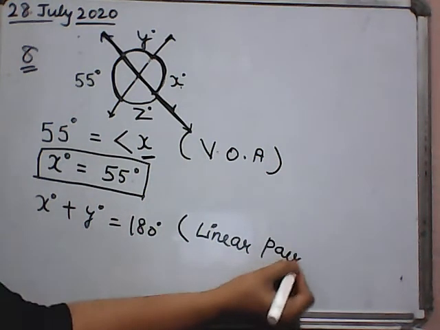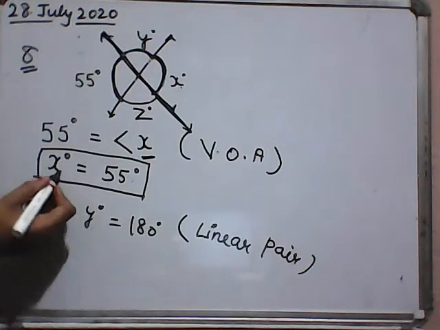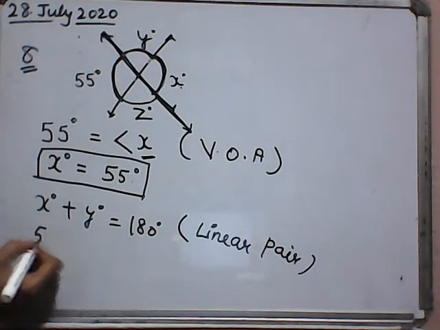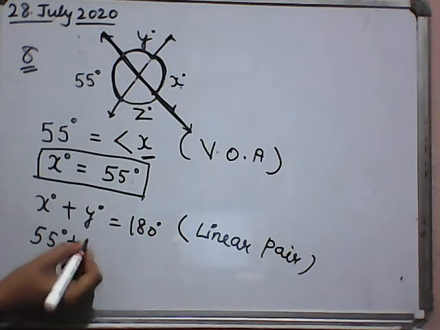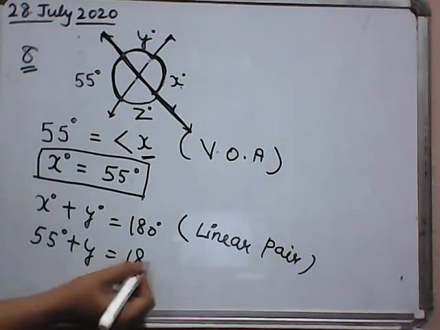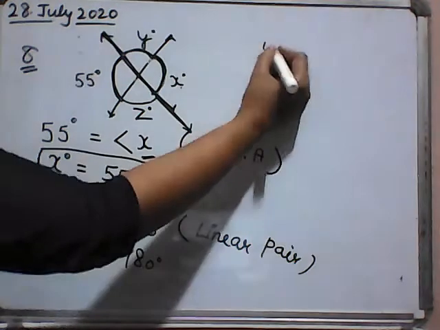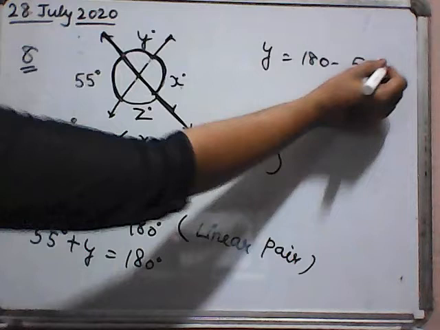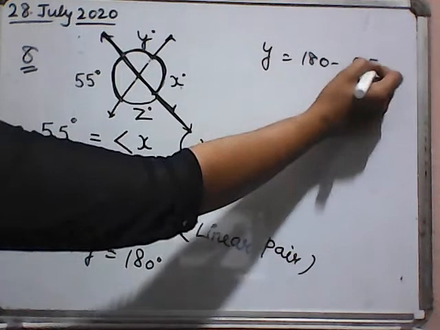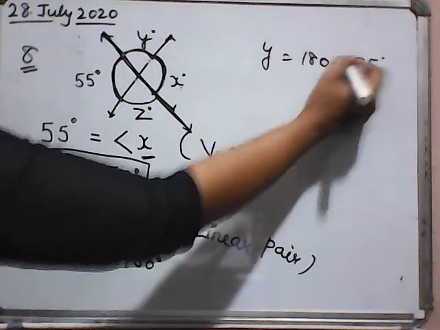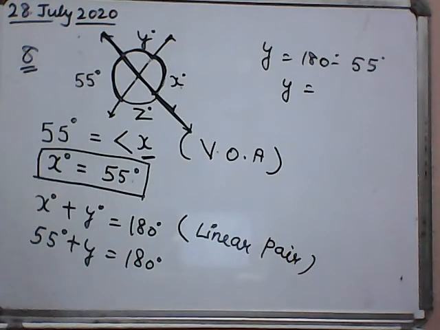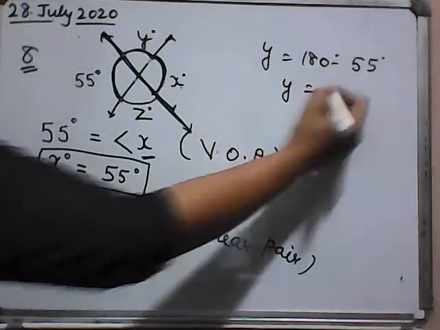In this equation, we know the value of x, so we can find the value of the other variable y. Put the value of x in this equation: 55 degrees plus y equals 180 degrees. Now y equals 180 degrees minus 55 degrees. When 55 comes to the right-hand side, it becomes negative. So what is the value of y? 180 minus 55 is 125.